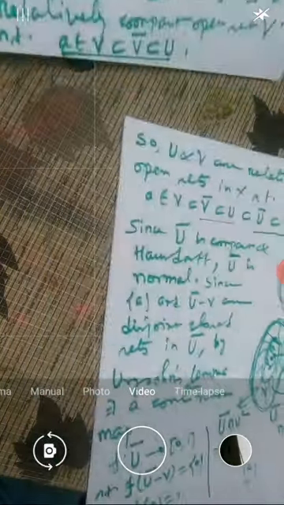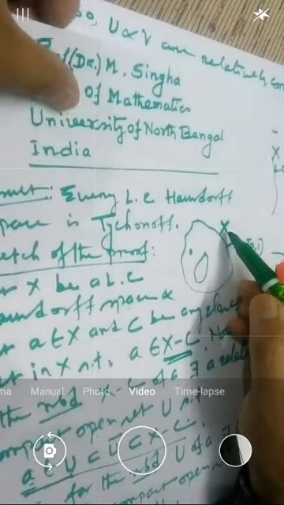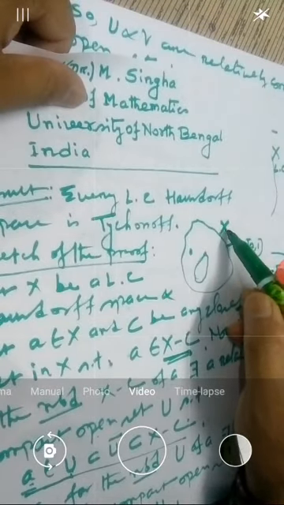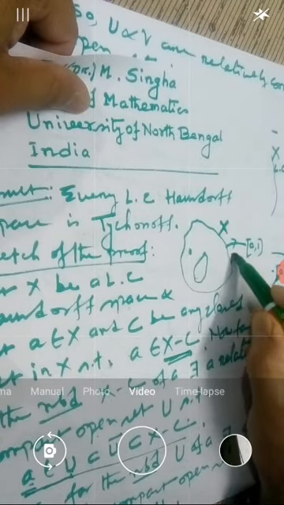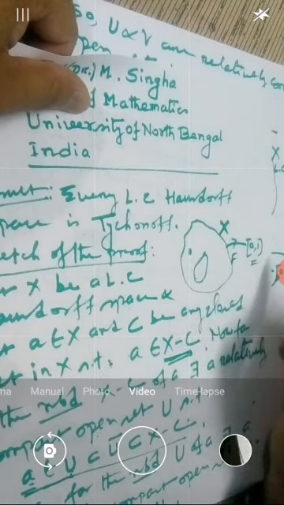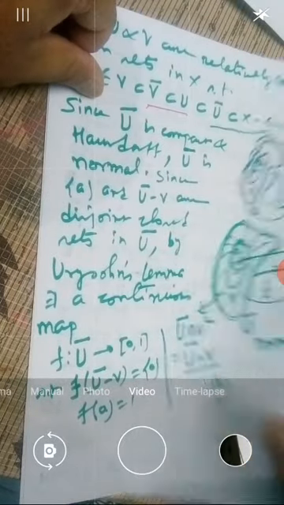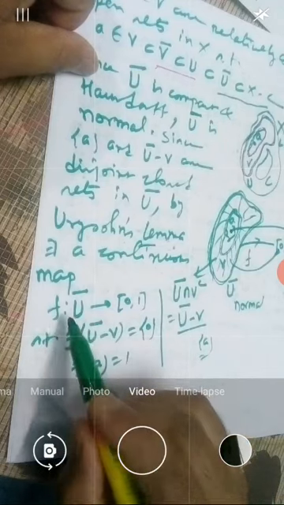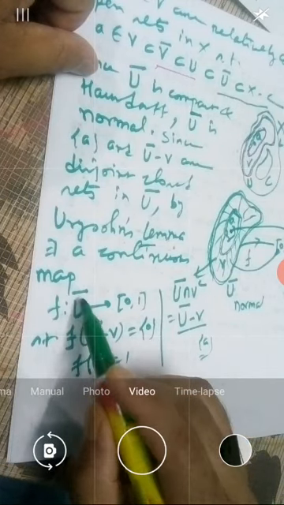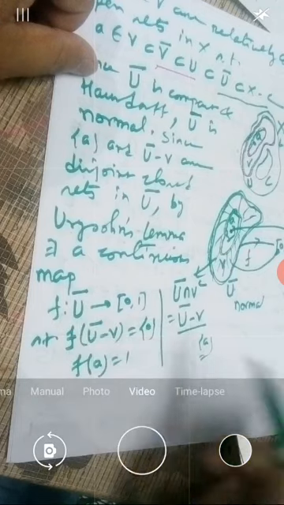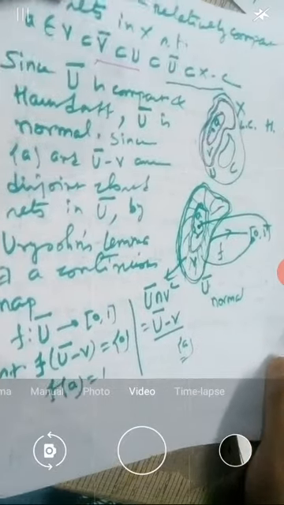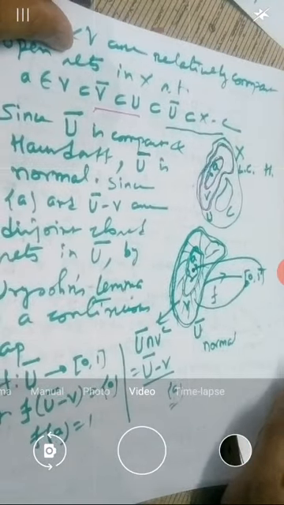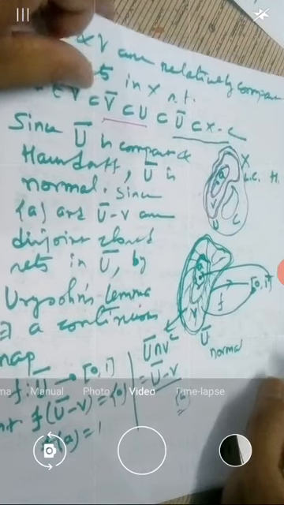So in order to show X is completely regular, we need to construct a continuous map f from X to [0,1], satisfying some other conditions. But here we got a continuous map from U bar, which is a subset of X, to [0,1]. So somehow we have to extend it to the whole space X, isn't it?